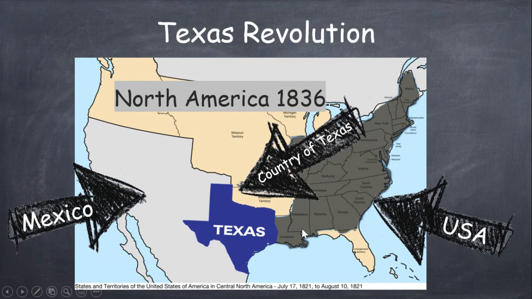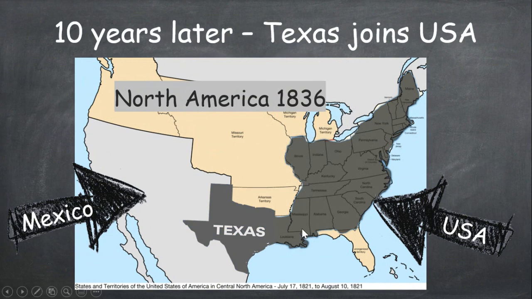Well, then 10 years later, what ends up happening? Texas joins the United States. So now the United States not only includes the gray states that we had here before, it now includes the big chunk of land of Texas. So now this is part of the United States, and Mexico still owns this, but they've lost Texas.